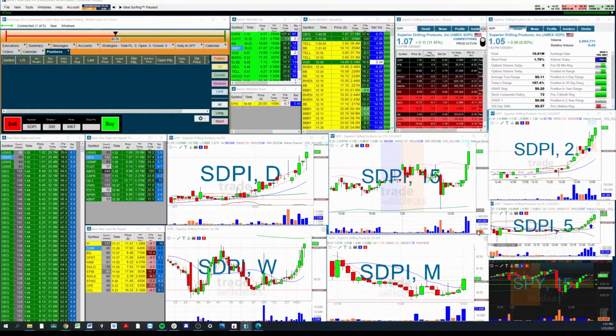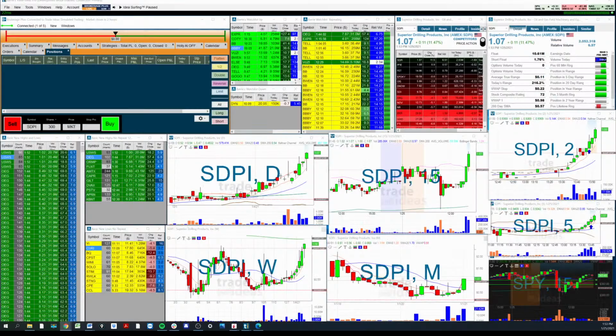However, it is moving and the volume is coming in and it's a low float. 10 million in the float. Ooh.